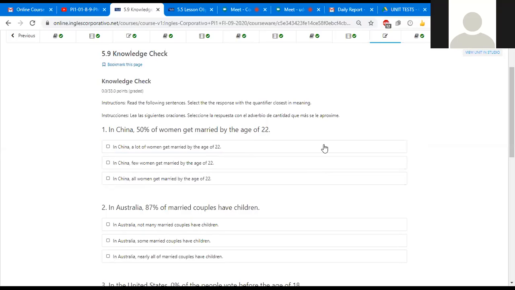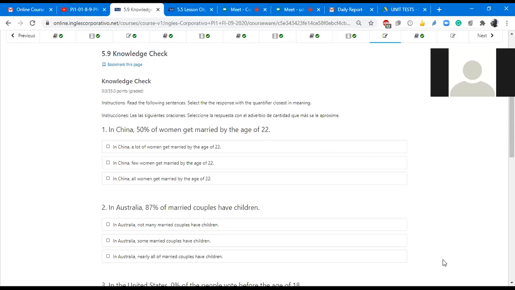In China, 50% of women get married by the age of 22. Remember 50%. Which is the correct answer, people? The first, in China, a lot of women get married. In China, few women get married. Or in China, all women get married. A lot of. By the age of 22. In China, a lot of women get married by the age. So that is around the 50%.